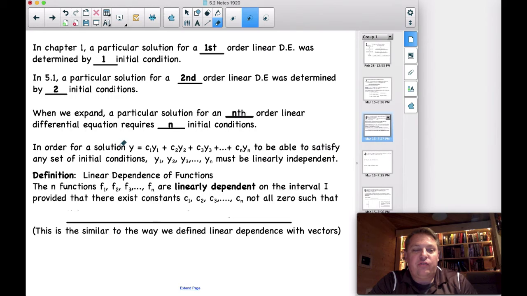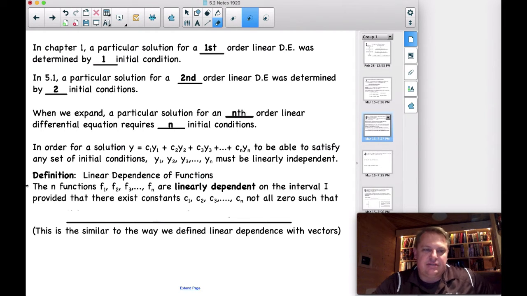Now, in order for a solution made up of linear combinations of all of these separate solutions to be able to satisfy a set of initial conditions, those solutions must be linearly independent. So, we need to talk a little bit about linear independence and linear dependence.